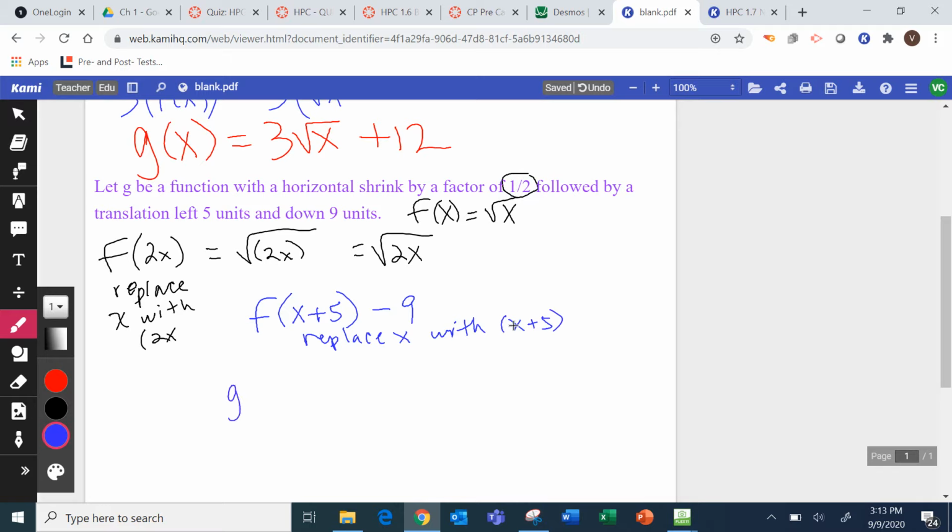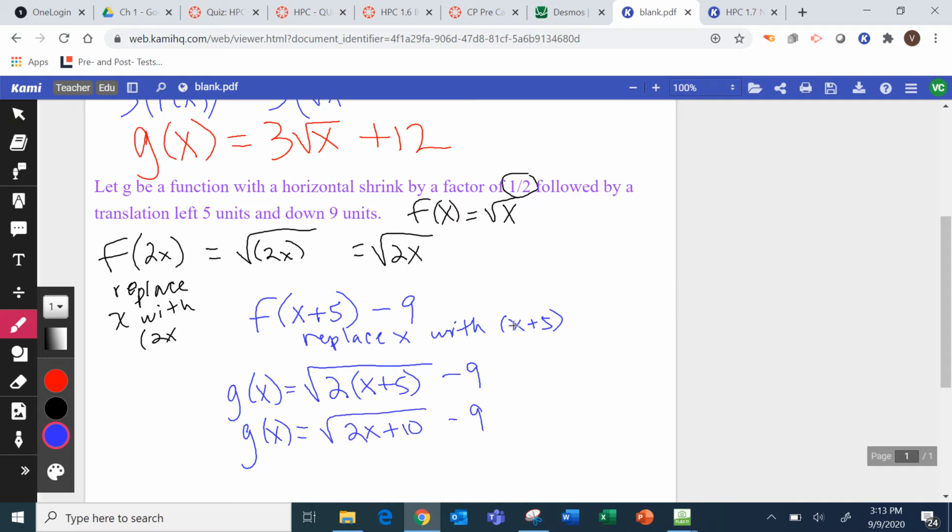So I'm going to have my final g of x equation. I'm going to have a square root of 2. I'm going to replace x with parenthesis x plus 5, and I'm going to have a minus 9. So I'll have square root 2x plus 10 minus 9.